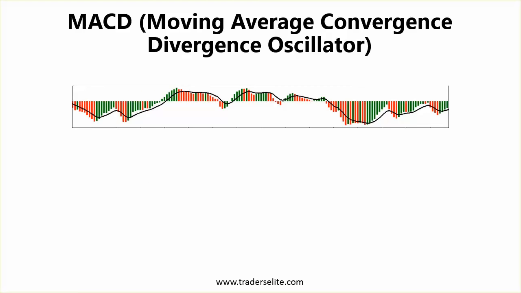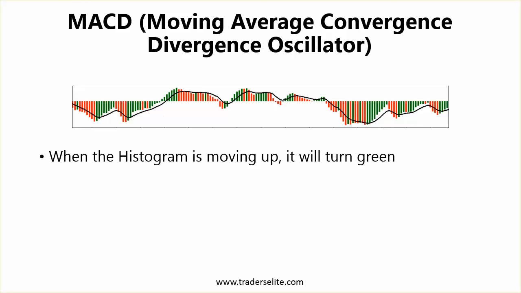Next up, we have the MACD, or Moving Average Convergence Divergence Oscillator. That's a bit of a mouthful, and that's why we call it MACD for short. When the histogram is moving up, it will turn green, whether it's above or below this invisible line.